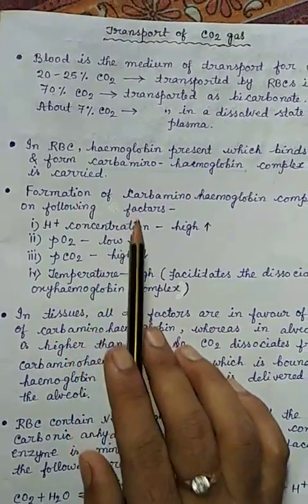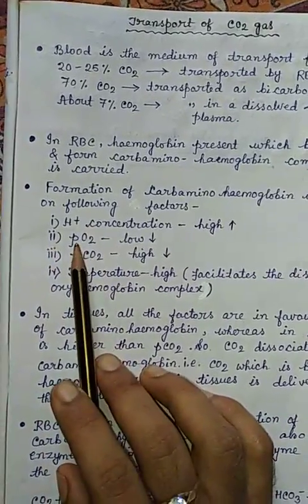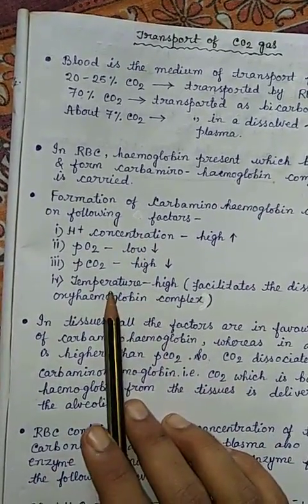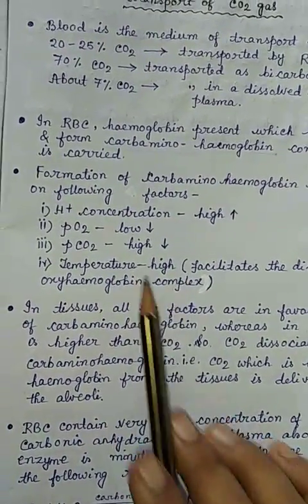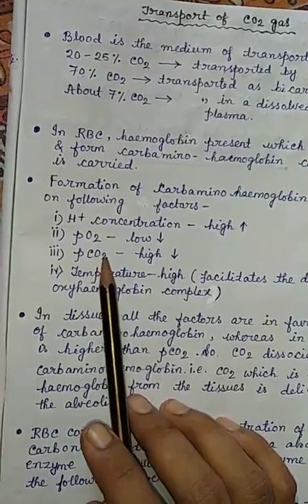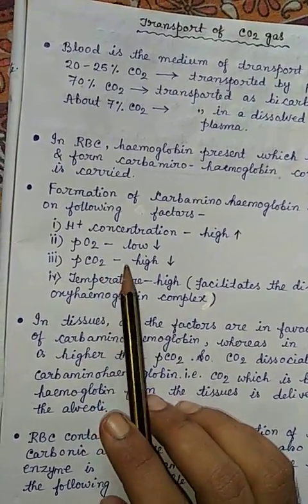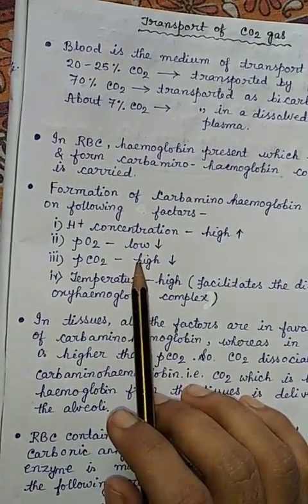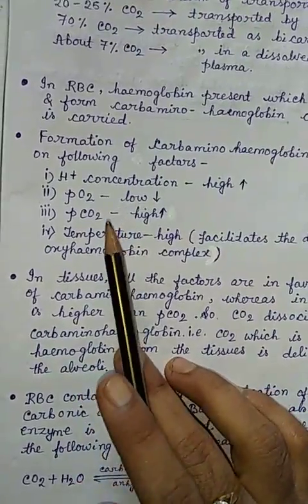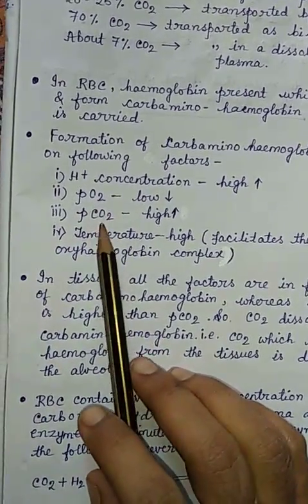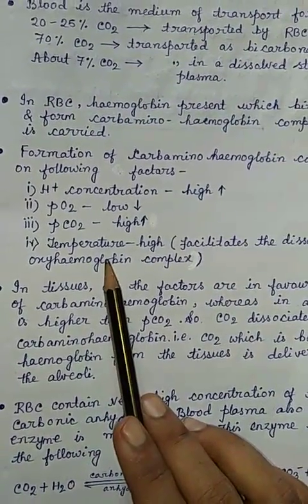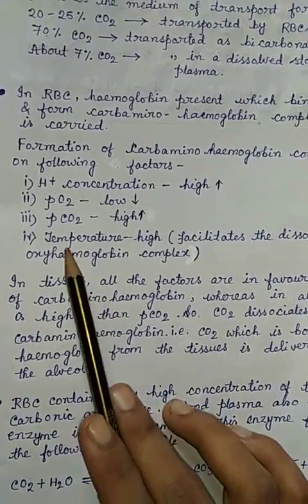Just like the oxygen, here again the formation of this complex depends on the following four factors: partial pressure of oxygen, partial pressure of carbon dioxide, hydrogen concentration, and temperature. Actually temperature indirectly affects the formation. First of all, in the tissues we have already known that partial pressure of oxygen is low and partial pressure of carbon dioxide is very high. So if partial pressure of carbon dioxide is high, indirectly hydrogen concentration will also be high in tissue. And in the previous class we have also known that in tissues temperature is also high, which facilitates dissociation of oxyhemoglobin complex.